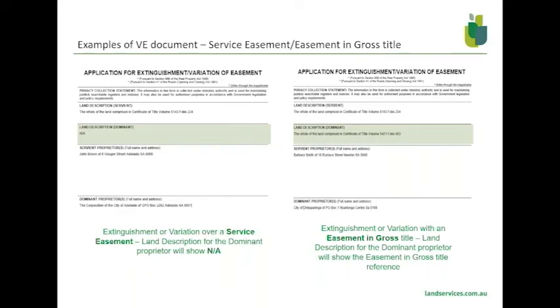Here is an example of where the easement being extinguished is a service easement, or there is an easement in gross title. The example on the left shows not applicable in the land description for the dominant land, as there is no title reference for the service easement. And the one on the right will show the easement in gross title reference.